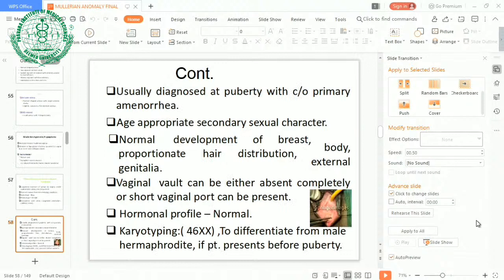Usually diagnosed at puberty with complaints of primary amenorrhea, age-appropriate secondary sexual characters are there. Normal development of the breast, proportionate hair distribution, external genitalia. Vaginal pouch can be either completely absent or a short vagina can be seen. Hormonal profile is normal. Karyotyping to differentiate from male hermaphrodite if the patient presents before puberty.